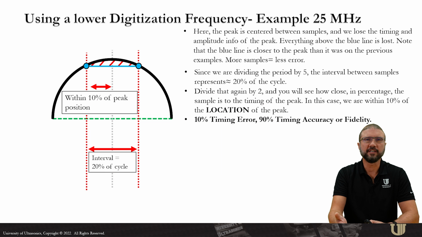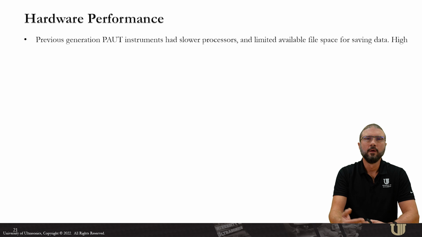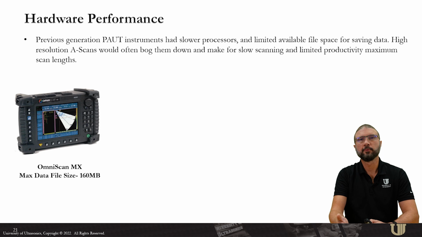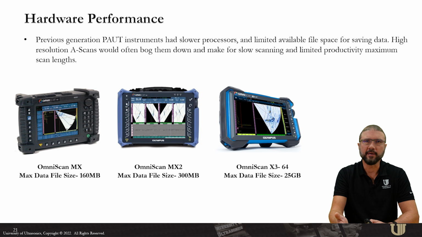But if we take our digitization frequency too low, we could incur a lot of error, as we explored in previous videos. And there's always the chance that we may miss the peak amplitude of the signal. And if you choose too low of a digitization frequency, the problem will get even worse and you'll have even more error. And historically, we had another issue. Previous generation phased array instruments had slower processors and limited available file space for saving data. High resolution A-scans would often bog them down and make for slow scanning and limited productivity and limited maximum scan lengths.